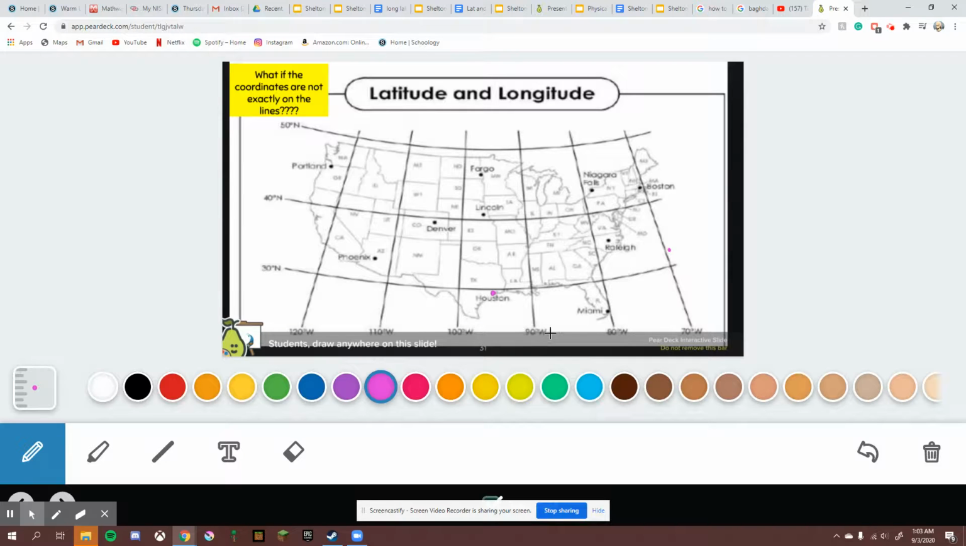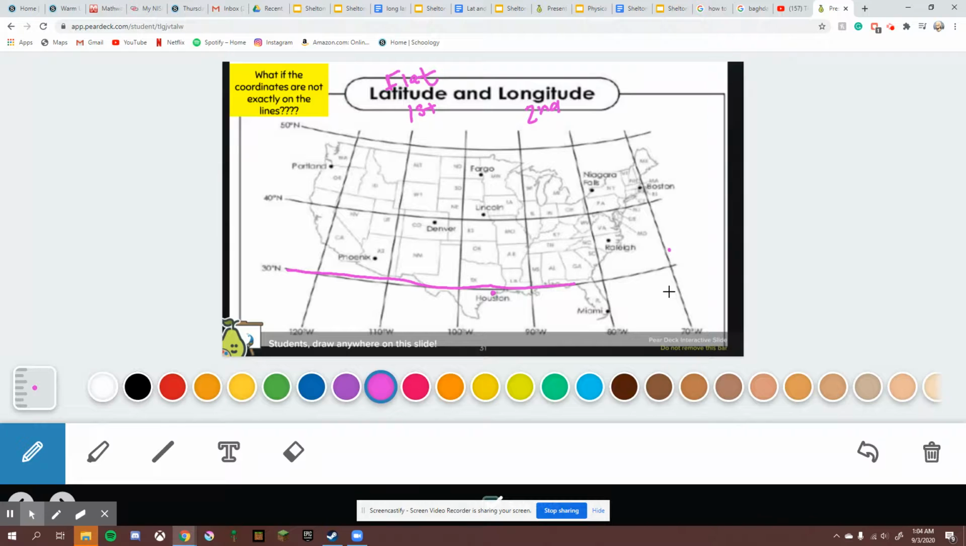Okay, so to figure it out, we have to do latitude first. So remember, lat goes first and longitude goes second. Lat is flat. So I'm going to look here first. So Houston, it's closest to this 30-degree line right here. See how the line, I'm going to try to go over the line. See how the line right here kind of runs right above Houston.